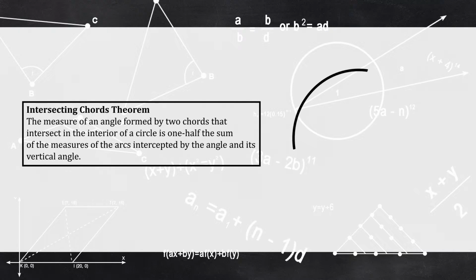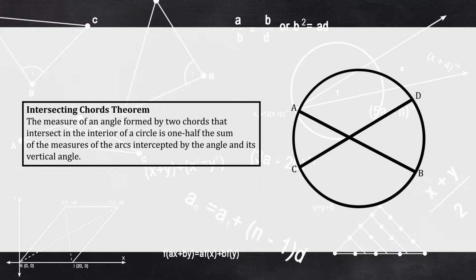Intersecting chords theorem. The measure of an angle formed by two chords that intersect in the interior of a circle is 1/2 the sum of the measures of the arcs intercepted by the angle and its vertical angle. In the figure, the measure of angle 1 is equal to 1/2 the sum of the measure of arcs AC and BD.